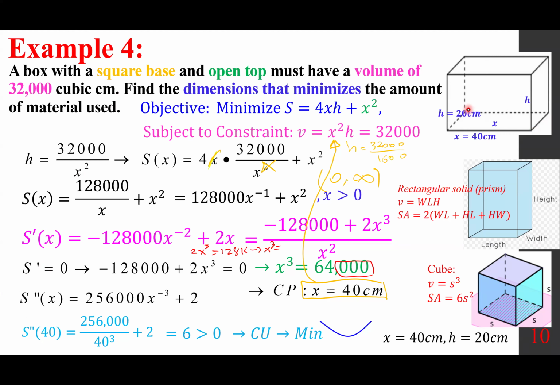However, let's find the surface area. Let's plug in. And if you do that, you get 40 times 40 times 20 plus 40 squared, which is 4,800 centimeters squared, in case somebody's interested in that.